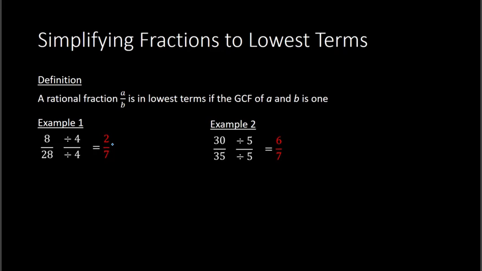I can divide the top and the bottom by the largest common factor. And now notice 6 and 7 cannot be divided any further. The greatest common factor of 6 and 7 at this point would just be 1. So this would be in simplest form.